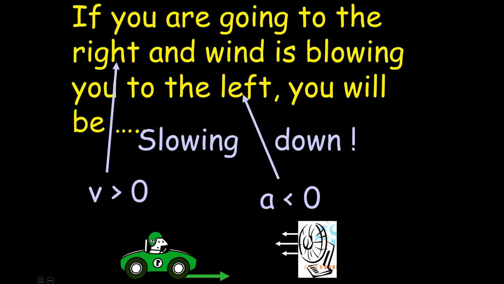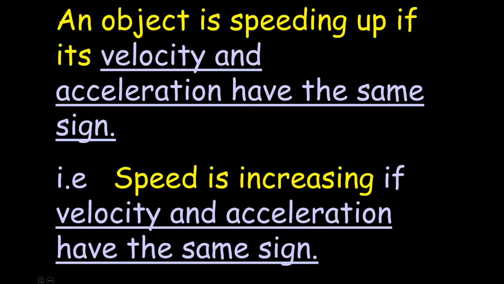All right, so to recap here, the object is speeding up if velocity and acceleration have the same sign. Okay, so our first example, both were positive, we were speeding up. Second example, both were negative. We were speeding up still, right? When I was going towards the left and the wind was blowing me towards the left, that caused me to speed up. All right, so when the velocity and acceleration have the same sign, the object is speeding up.